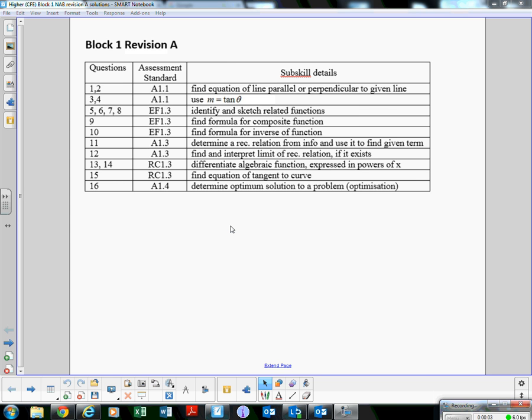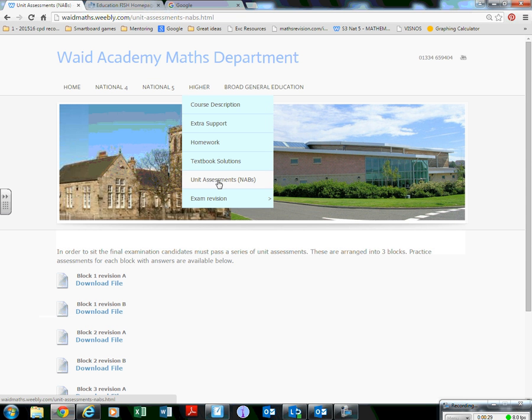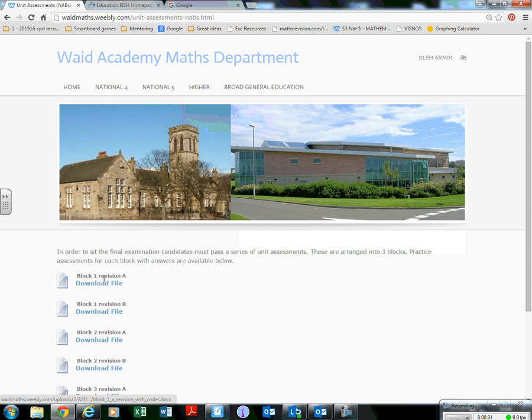We have the new CFE Higher Maths Block 1 revision, basically the practice unit assessment or the practice NAB. This is based on a course following straight line, differentiation, sets and functions, and recurrence relations for Block 1. Other schools may be doing it differently. The revision questions are available on the Wade Maths website under Higher Unit Assessments. So we're going over Block 1 Revision A.